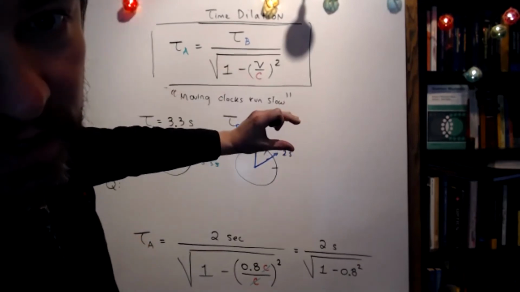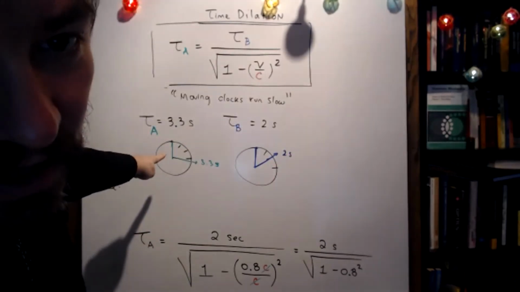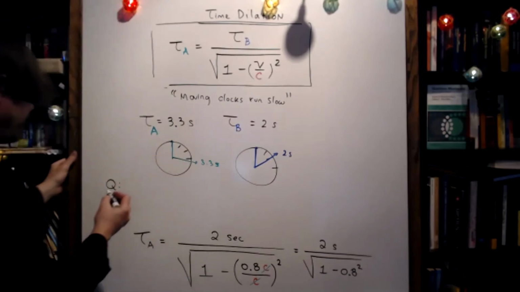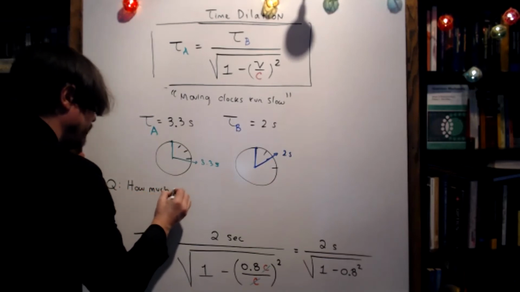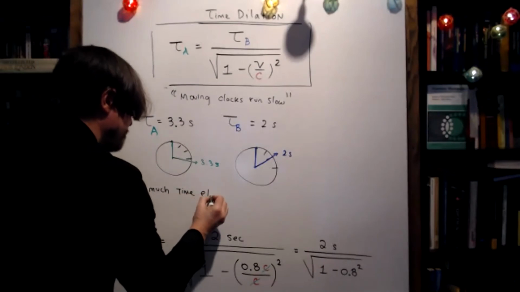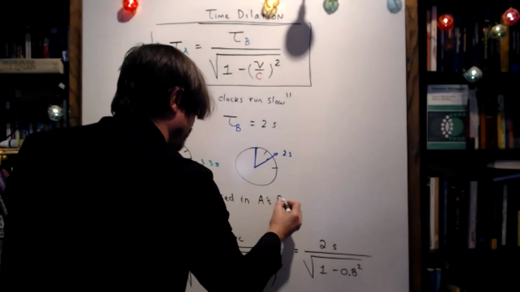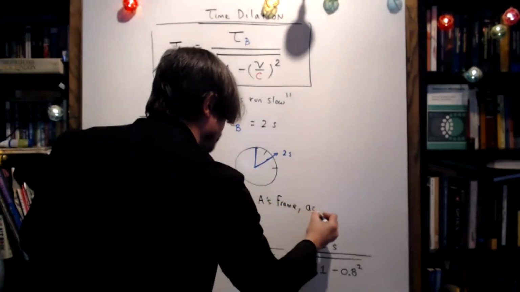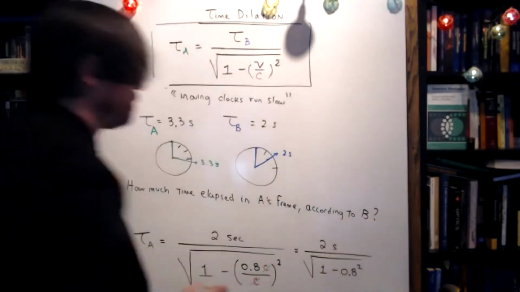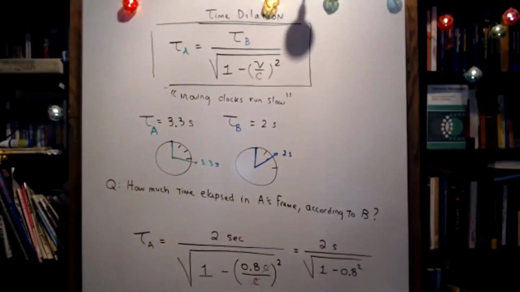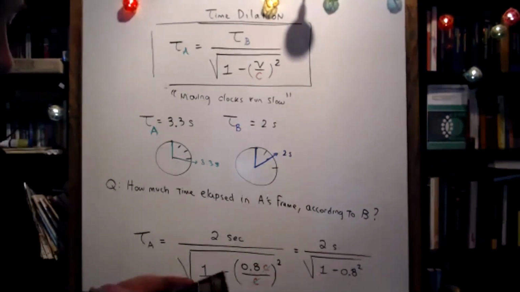What if observer B in the train car were to cut a little hole into the car and use a telescope and try to observe A's clock during the experiment? I could then ask you a question: how much time elapsed in A's frame according to observer B? Does anyone think they could answer that question?